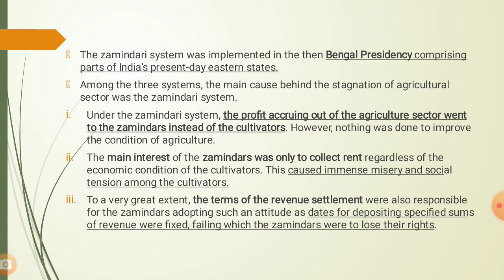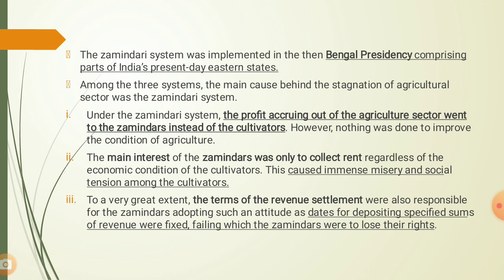if they failed to do so, in that case, the zamindars had a fear of losing their rights on the land. So basically, because of the fear of losing rights on the land, they adopted such an attitude. That is why they were not concerned about the state of the cultivators, the farmers or the peasants. They had this fear in their mind that if they were not able to pay the rent to the British government, then their zamindaris would be taken away, and they would lose their rights on the land.